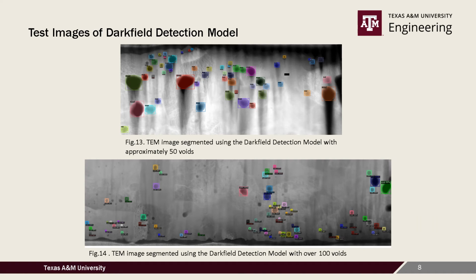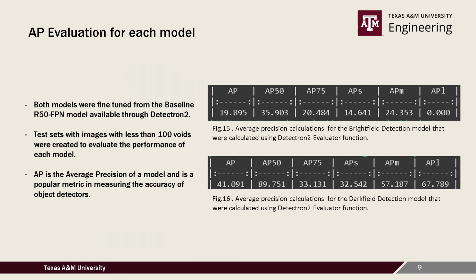Shown in the test images in Figure 13 and Figure 14 are mask segmentation filters of voids using the dark field detection model. Similar performance was seen by the dark field model when segmenting larger images with a greater number of voids, but compared to the bright field model, it did not miss as many voids. Both models were fine-tuned using the baseline R50 FPN model available through Detectron 2.